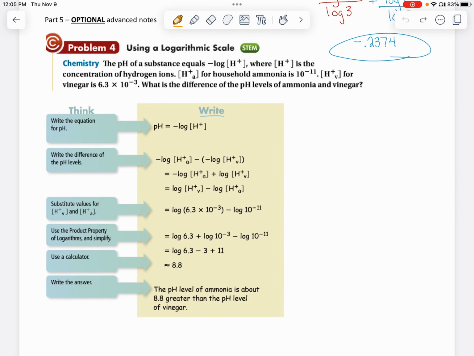All right. If you are on this video, it means you just kind of want to see this idea of properties of logarithms expanded a little bit. So problem 4, how do we use a logarithmic scale?